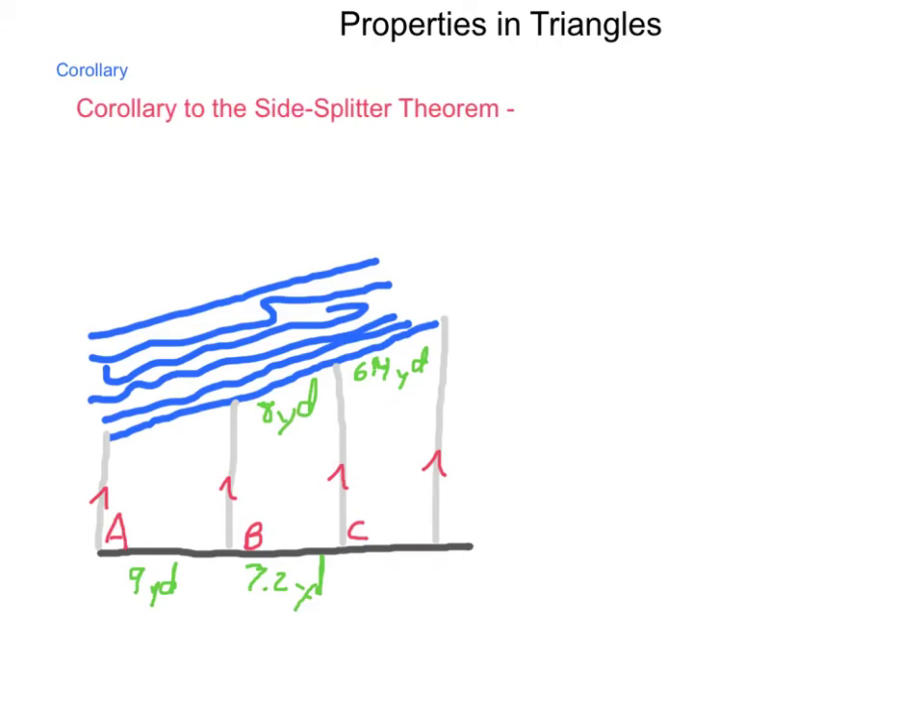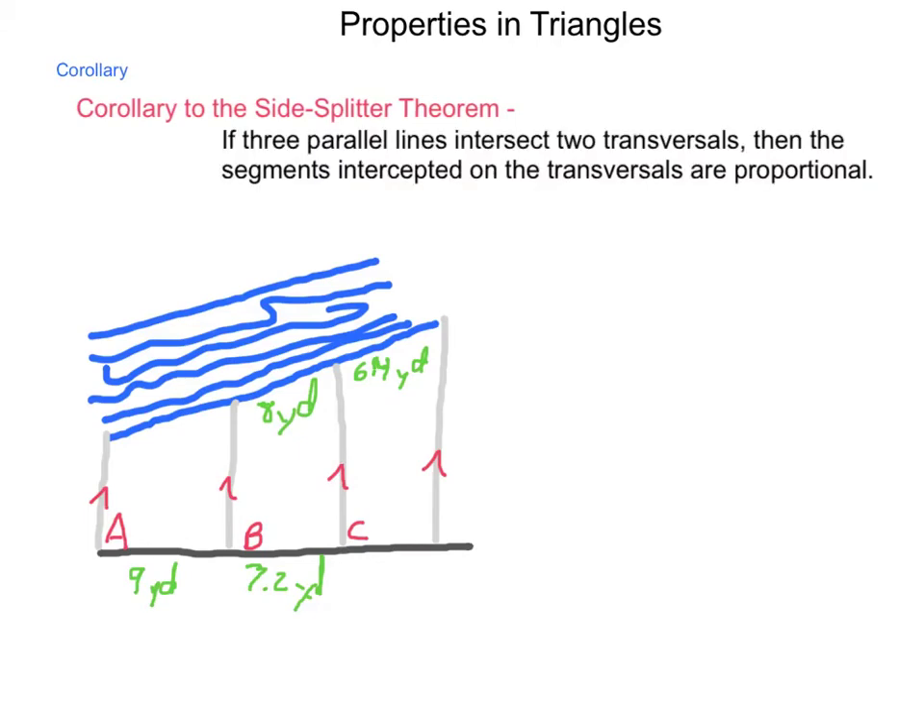The corollary to the side-splitter theorem states, if three parallel lines intersect two transversals, then the segments intercepted on the transversals are proportional. So in the diagram here, we're going to apply this to find some missing side lengths. Basically what we have here would be a setup for a campground with camping plots A, B, and C, divided out by parallel lines that run between a road and a riverfront. So we need to find the river length along for campsite A and the roadside length along campsite C.